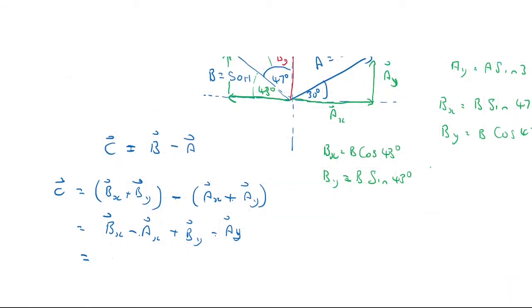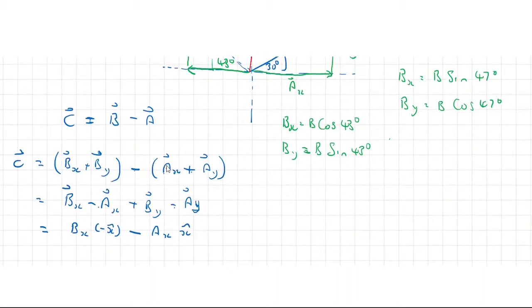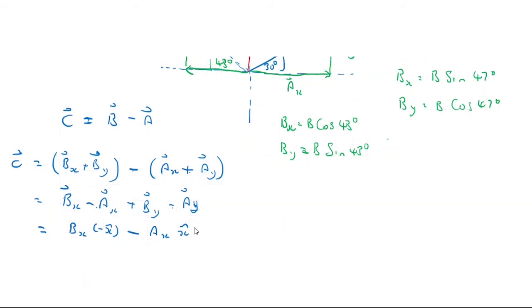bx is going in the negative direction, so it has the magnitude of bx, but what direction is it going? It's going in the negative x direction. Right, and then there's a minus, this is the minus. What is ax? Ax is going in the positive direction, so the magnitude is ax and the direction is positive. All right, so that's good.